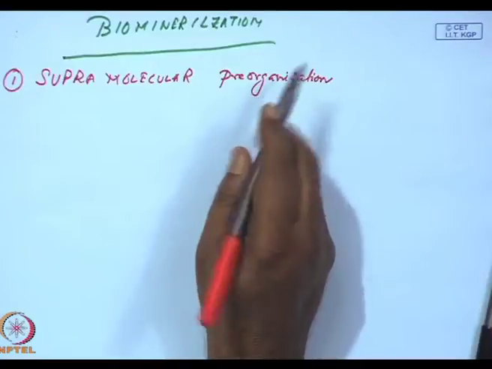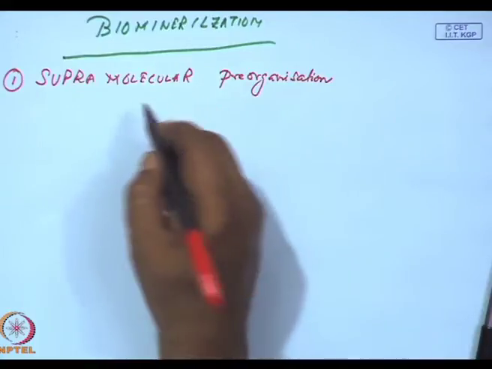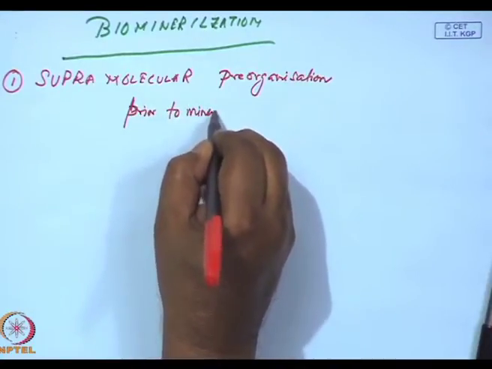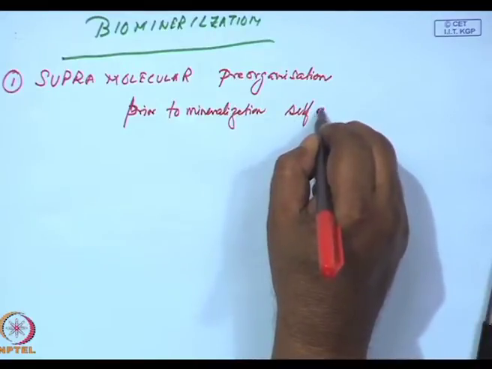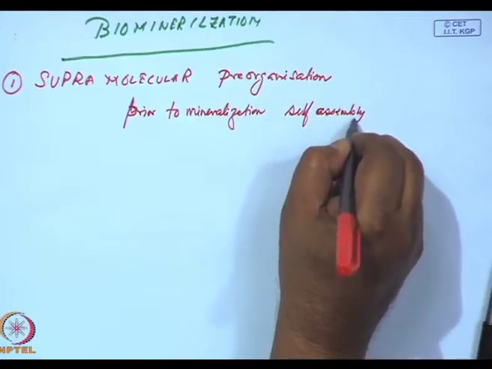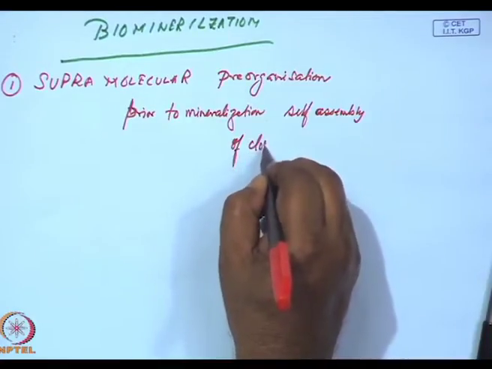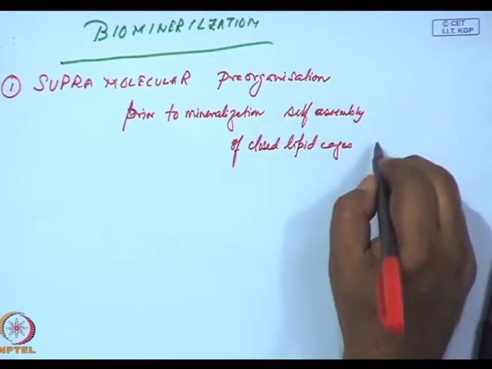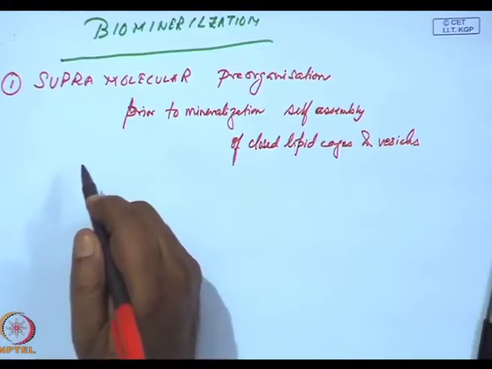Here, basically, it is the construction of an organized reaction environment prior to mineralization, that is, let me say, prior to mineralization, self-assembly of closed lipid cages and vesicles. This is the very first step.